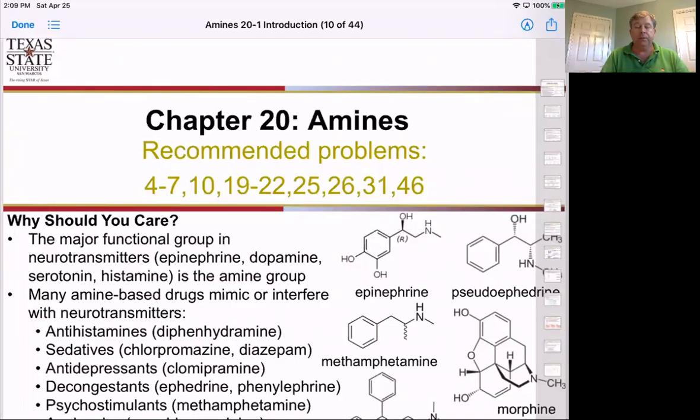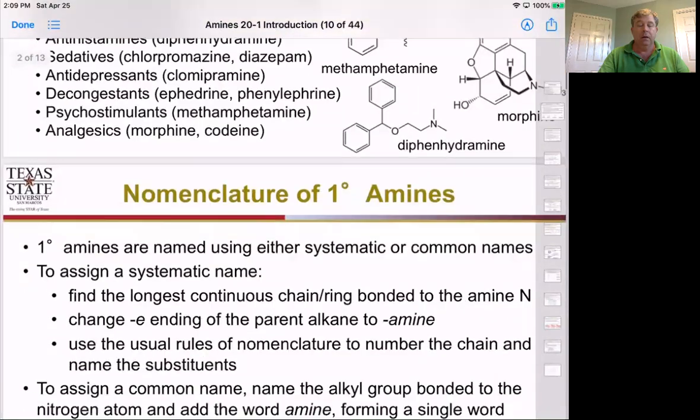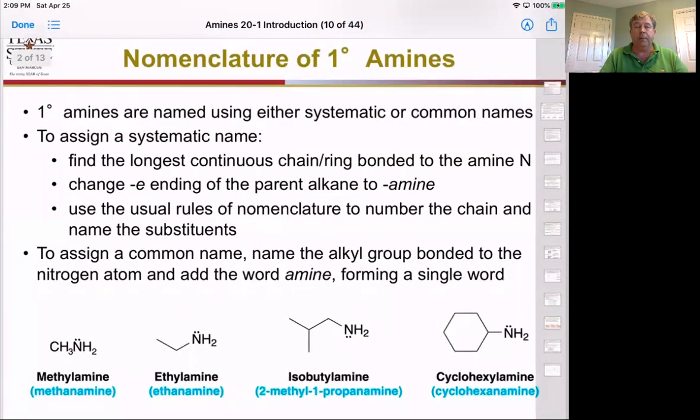Okay, organic chemistry 2342. We're going to continue on with our chapters. This is going to be chapter 20, amines. We'll have 3 videos in the amine series, and this will be our first. Okay, so let's start with the nomenclature of primary amines.